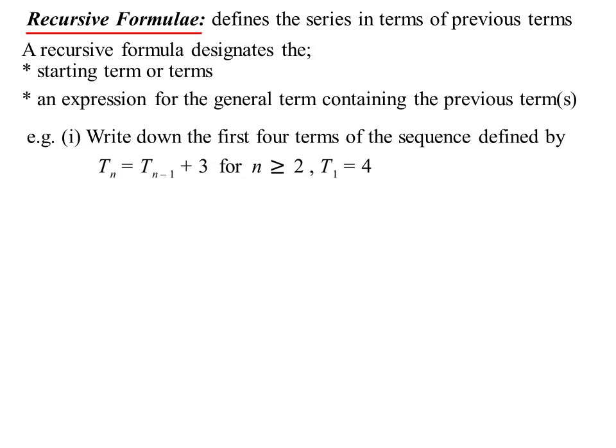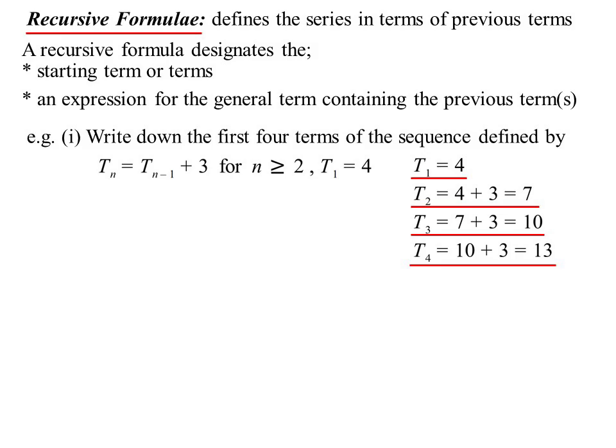So here's one. First four terms, it's defined by, we're going to get the previous term and simply add 3. And the very first term in this pattern is 4. So that means the second one would be 4 plus 3 is 7, the third one would be 7 plus 3 is 10, and the fourth one would be 10 plus 3 is 13.